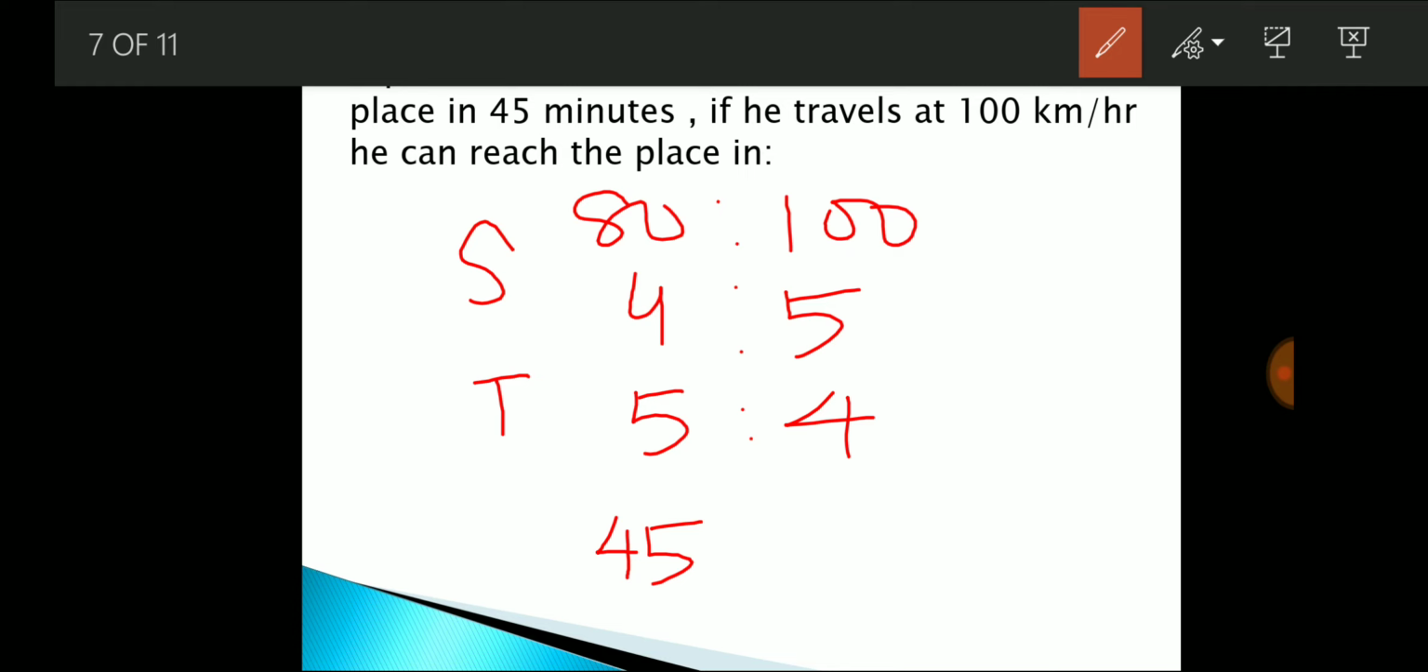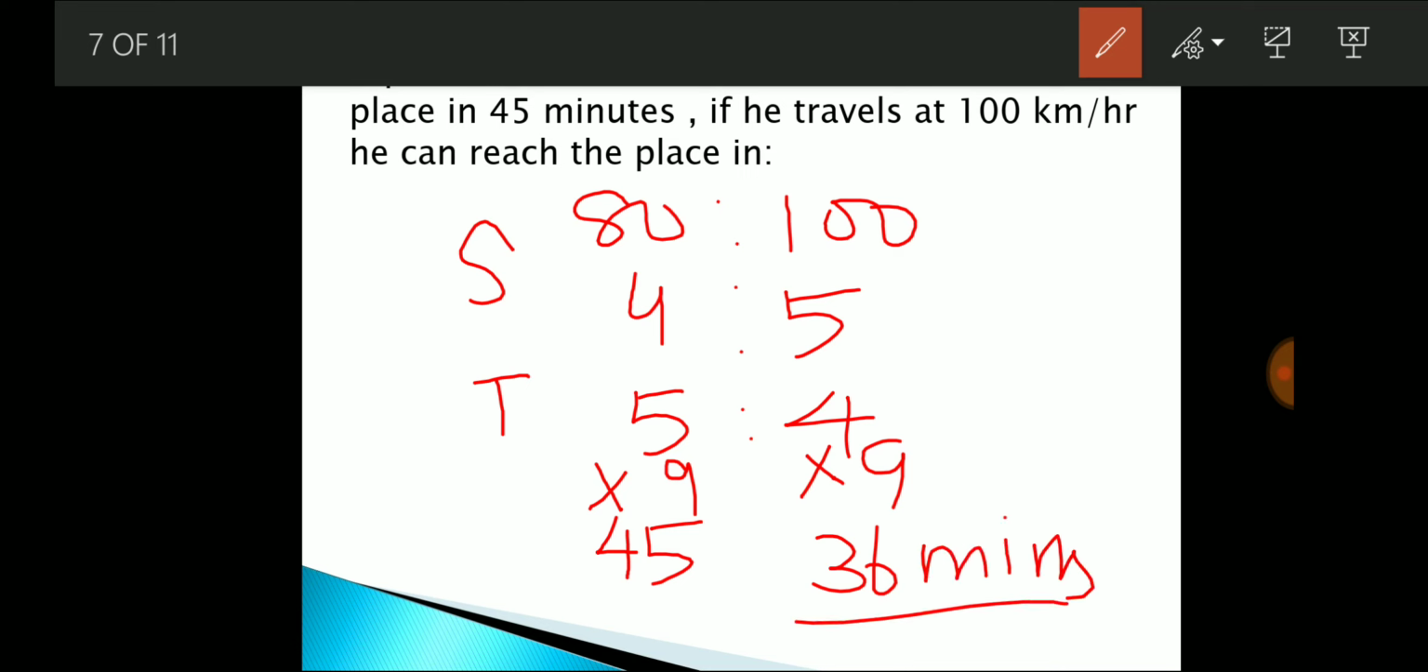And we know he has taken 5 parts of the time. As per 80 kilometers per hour, he goes at 4 parts of the speed, but he takes 5 parts of the time. That 5 parts of the time is 45 minutes, which is 5 into 9. Now that day, he goes at 100, which means he goes at a much faster speed. So we know 4 parts of the time is nothing but 4 into 9, 36 minutes to reach the place. That is how we get to the answer.